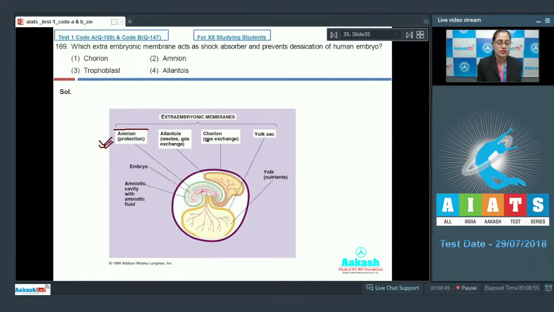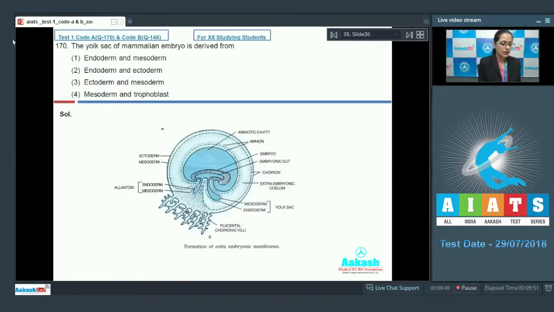So the correct answer for this question is option number 2, that is amnion. So our correct answer is option number 2. Let's proceed to the next question. Question number 170. The yolk sac of mammalian embryo is derived from. So we have to find out the origin of this extra embryonic membrane called yolk sac in mammalian embryo.